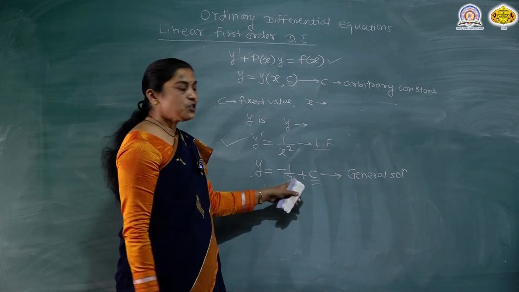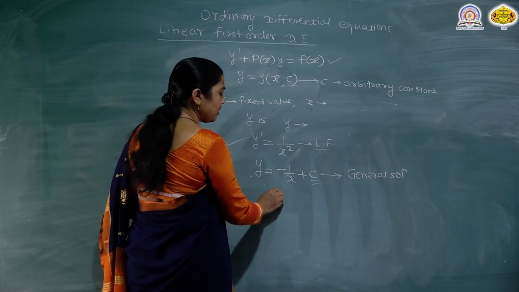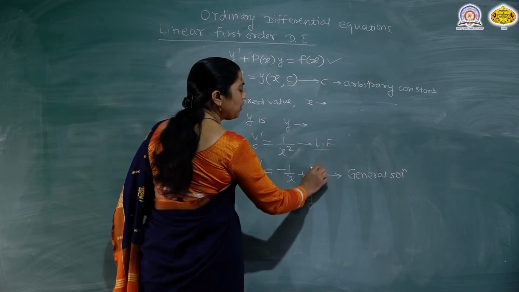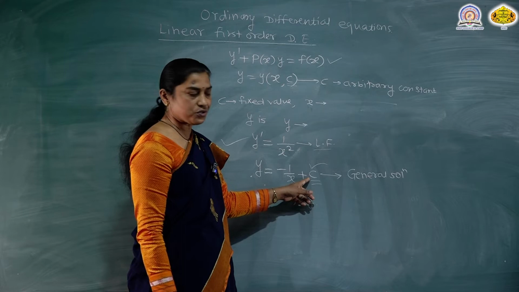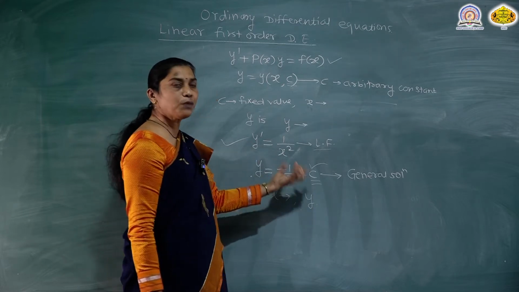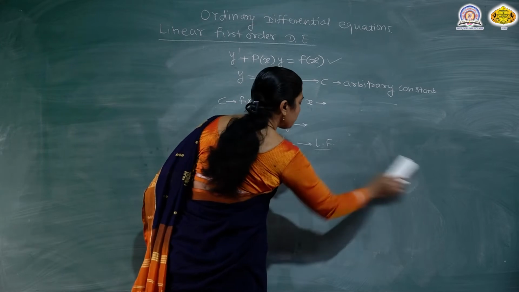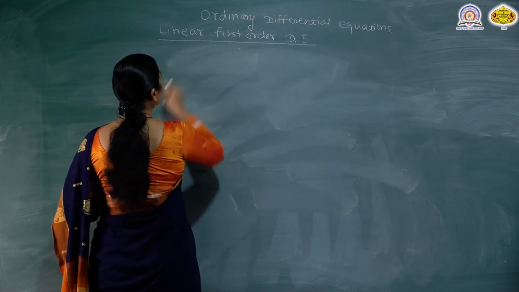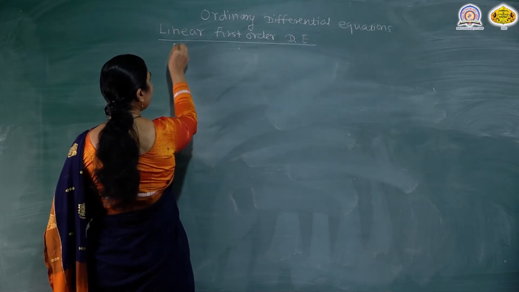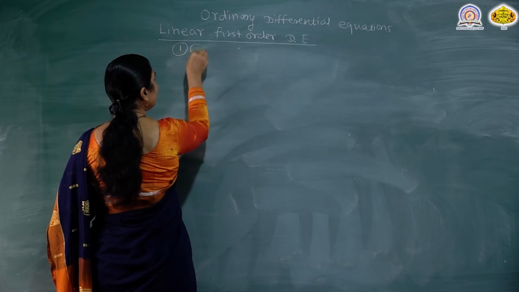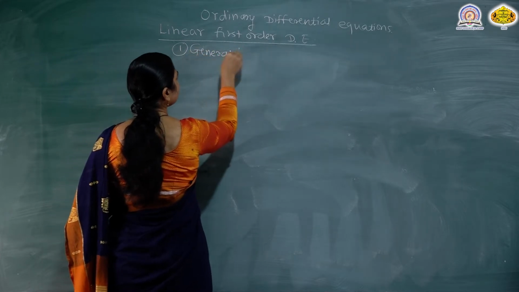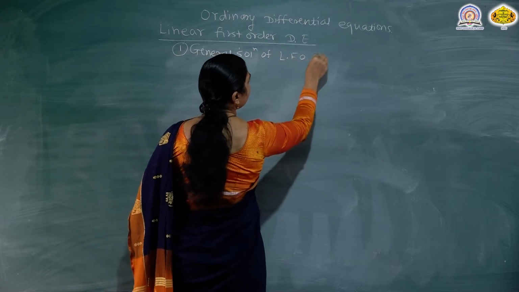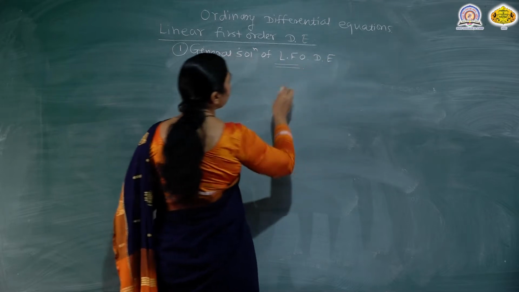Sometimes some initial values are given to us. That is, when we are given x and the corresponding value of y initially, we are able to find the value of the arbitrary constant, and then we get the solution, which is a particular solution. So we want to study the general solution of the homogeneous differential equation. Firstly, we want to find the general solution of a linear first order differential equation which is homogeneous.